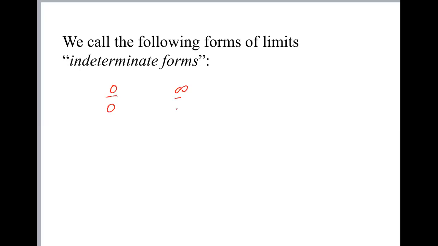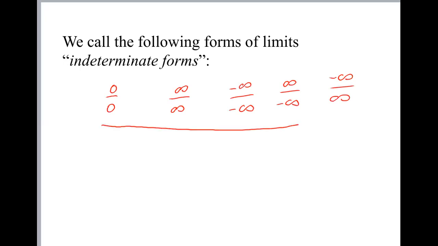Infinity over infinity is another. Negative infinity over negative infinity is one. Or of course, infinity over negative infinity, or negative infinity over positive infinity. Those are also options. If I come to any of these forms, then I have to use a rule such as L'Hopital's rule in order to evaluate the limit. These are all called indeterminate forms.